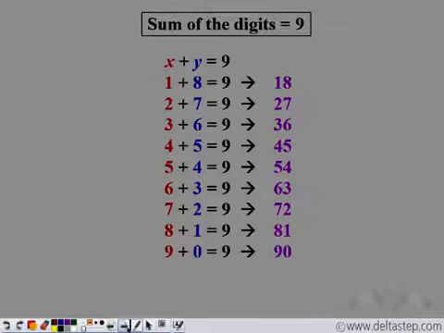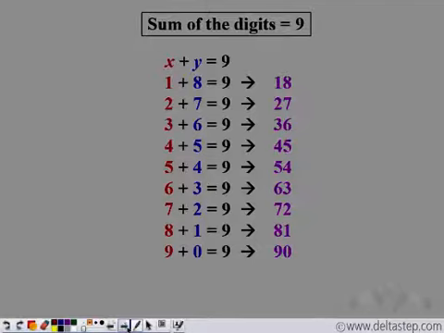We can change the value of x, and for each value of x, the value of y will keep on changing accordingly. So we can have many possible solutions for x and y which satisfy the linear equation in two variables. So a linear equation in two variables does not have a unique solution.